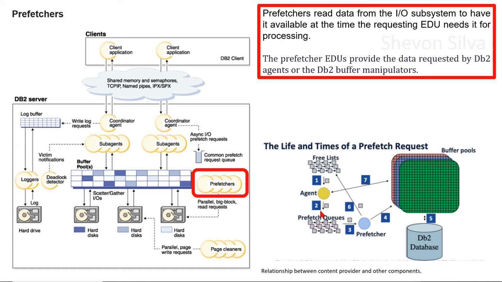Here you can see the life and times of a prefetch request. The agent locates an available prefetch request from a prelist here. This is the agent, and then the agent populates the prefetch request with information about what pages to prefetch and places it on the prefetch queue here.